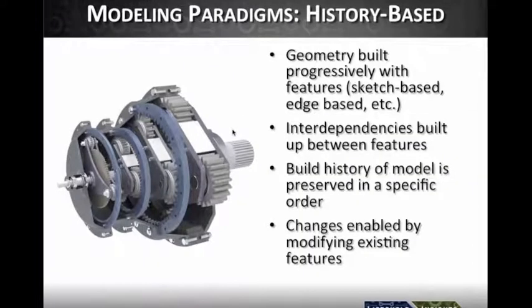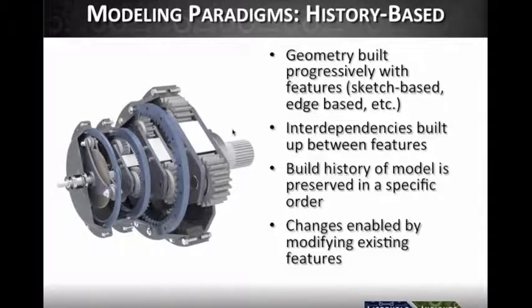Now, it's also important to understand what are the differences between these 2 different modeling paradigms. Let's start with the history-based one first. With this one, you're creating 3D geometry through features, although you can think of it as operations as well. These can be sketch-based. They can manipulate edges like chamfers and rounds, and obviously they include other more complex geometry like sweeps and blends and things like that.